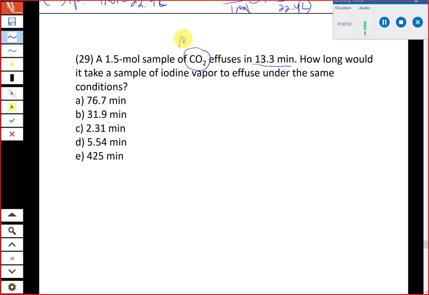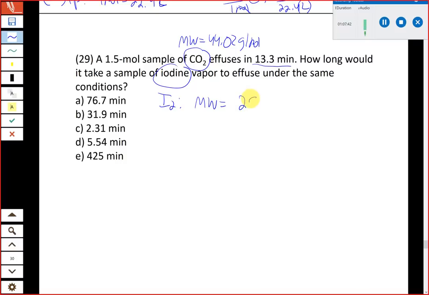So the molar mass of CO2 is 44.02 grams per mole. And then iodine, which you have to recall is I2. The standard state for iodine is I2, and the molar mass for that is going to be 2 times the atomic mass, which is 253.8.